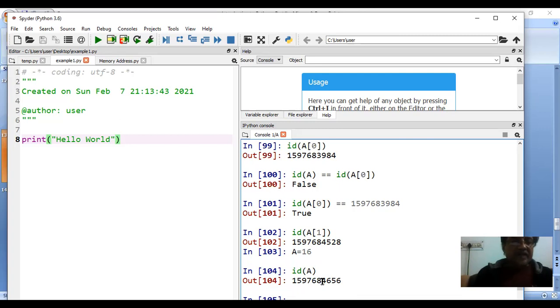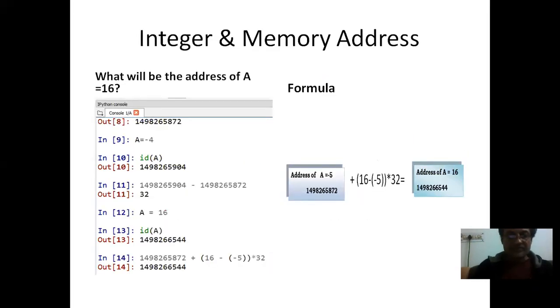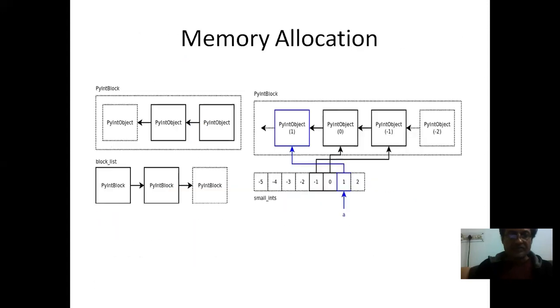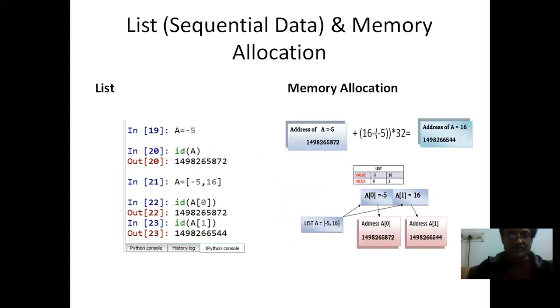This is what I want to say here. Let us open this one. The address of a equal to minus 5, you can find out by the id of a. I developed a formula and showed you that we are using a concept of 32. What is the meaning of the 32? We need to understand.